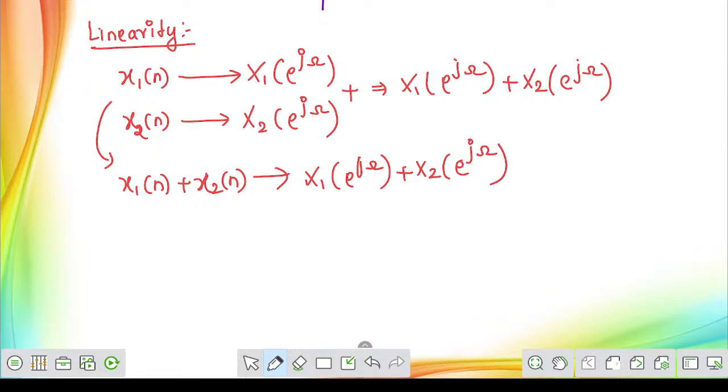So what is the conclusion here, sir? Both resultants are the same. That is called the linearity property. So whenever you are checking whether any signal or system is linear or not, you can just follow these basic properties. That will help you to understand very well.